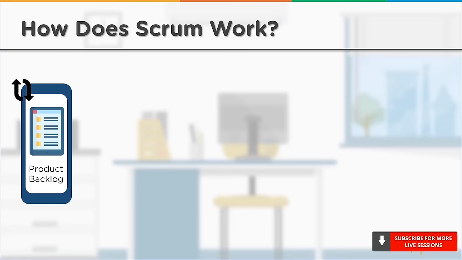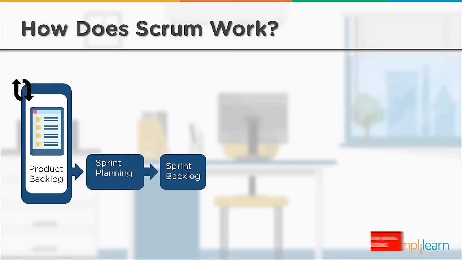Next, we have sprint planning. Here, the team decides the different tasks that they are going to work on and focus on delivering during the upcoming sprint. Then, we have sprint backlog. The tasks that were discussed in the product backlog are then added to the sprint backlog, which is basically just another smaller list which consists of selected items from the product backlog.